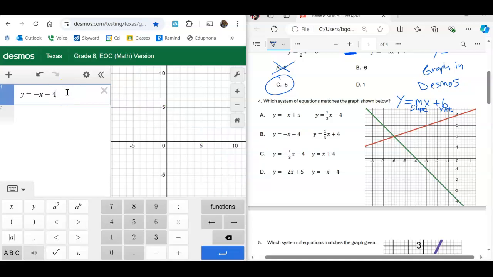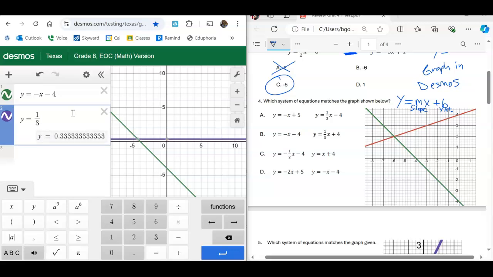But if I start graphing answer choice B, well, it hits at negative 4, x-intercept is negative 4, it looks good. And then I graph the second one, y equals 1/3 x plus 4. This one hits at 4, this one hits at 4. The two lines intersect at negative 6 comma 2. You can compare the graphs using Desmos if they're y equals, and they're all y equals, okay?